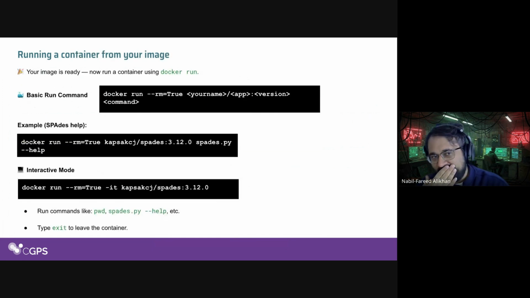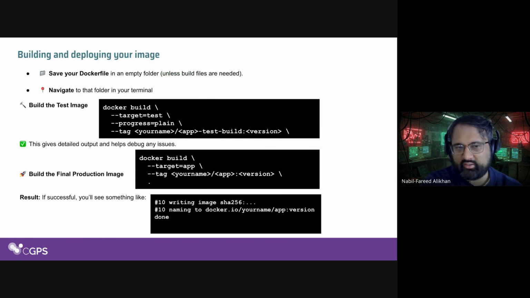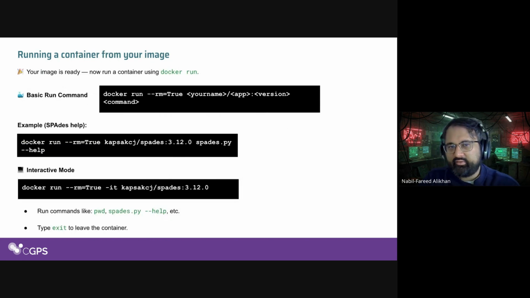That's fine. And if you want to run it, it's like we were doing before: docker run --rm, and then you just give it whatever you gave the tag as before. So you tagged it your name/app:version. You give that as the thing you want to run, and you give whatever command you want to do, and you're done. So if you had, say, SPAdes, you package up SPAdes, docker run name/spades:tag, which is a version number, spades.py --help, and that'll work.